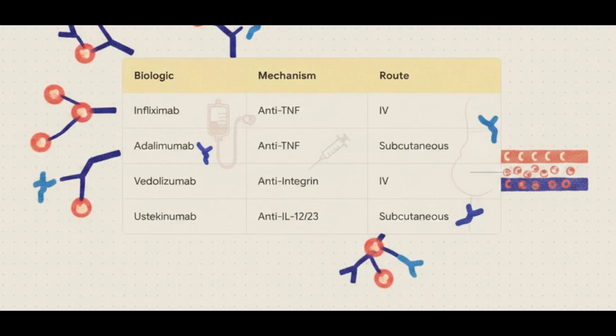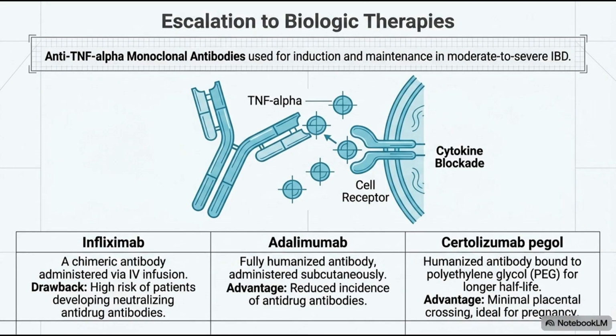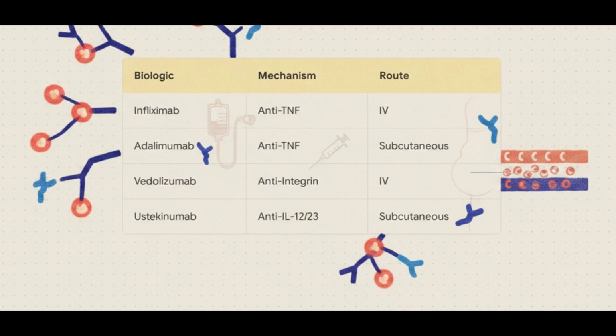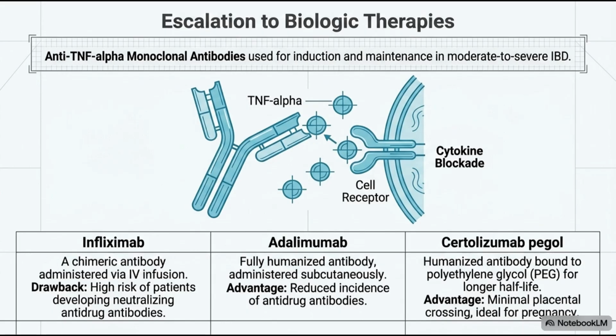Now we're stepping up to the highest maintenance tier for moderate to severe IBD, targeted monoclonal antibodies, commonly known as biologics. These are complex proteins designed to target very specific inflammatory pathways. First, we have the anti-TNF class, which targets a key cytokine involved in systemic inflammation. This includes infliximab, which is a partly humanized chimeric antibody given via IV. We also have adalimumab, which is fully humanized and given via subcutaneous injection.